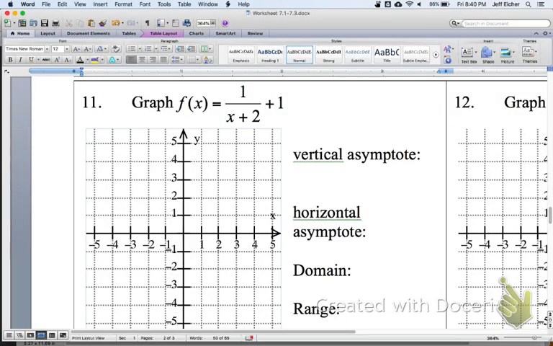On to some graphing practice. Graph the function 1 over x plus 2, plus 1. To identify the vertical asymptote, for what x would this denominator equal 0? So x plus 2 equals 0. At negative 2, we would have a vertical asymptote.